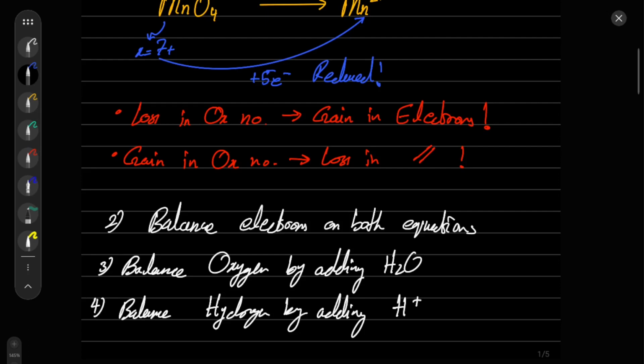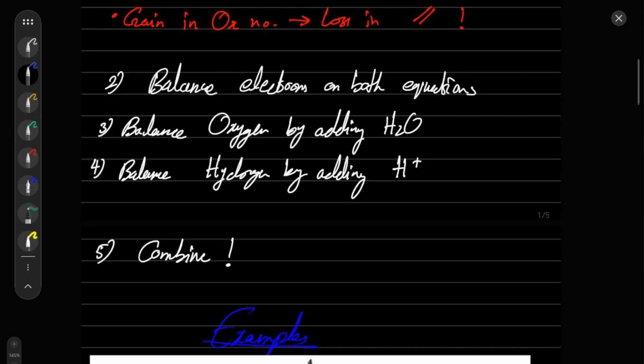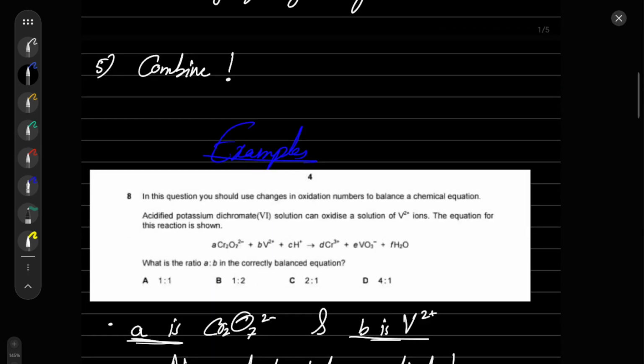And then the last step is very simple. You're just going to shove those two equations together, mix them all together, and you're going to get a net reaction, or an overall ionic or full ionic reaction. Let's see this in action.